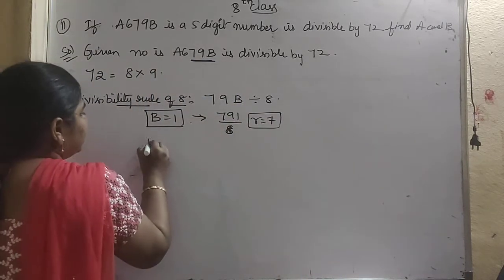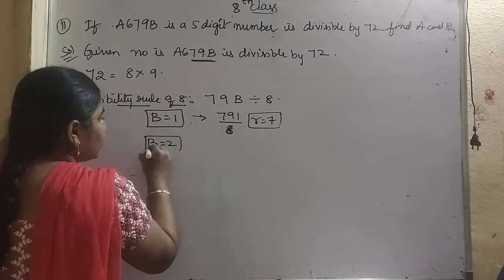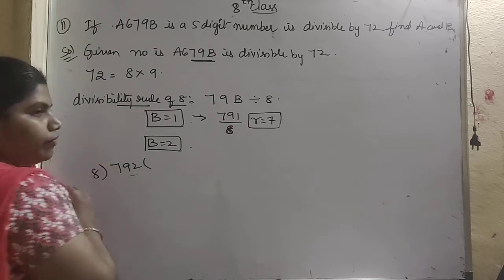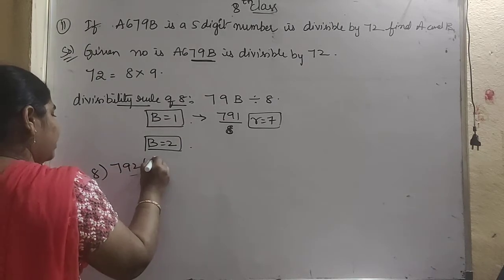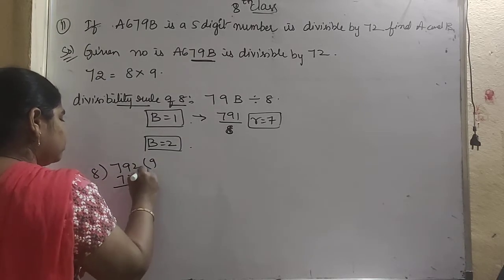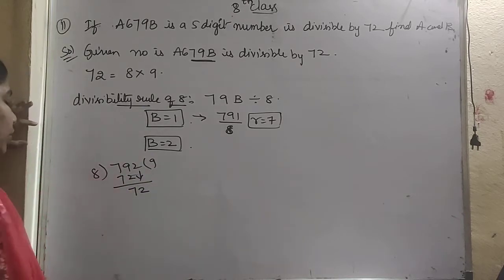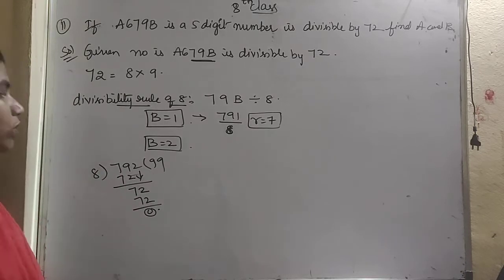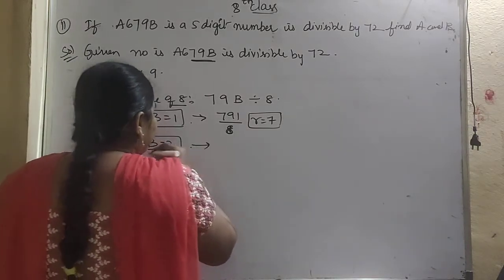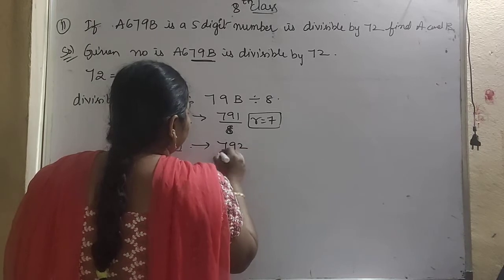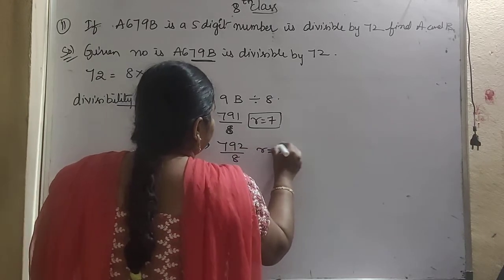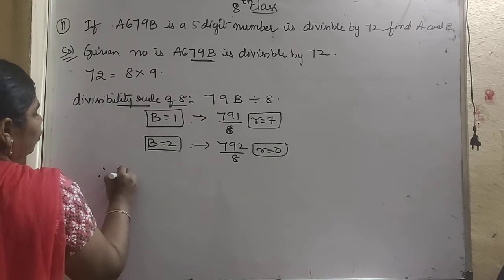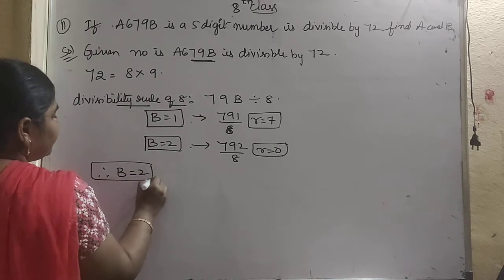So now I am taking the B value as 2. So if it is 2, 792 is divisible by 8 or not, we have to check. So 8 9 times is 72. I am bringing this 2 down. Again 8 9 times will be 72. So you got the remainder as 0. So if B is 2, 792 by 8, you will get the remainder as 0. So therefore B is equals to 2.